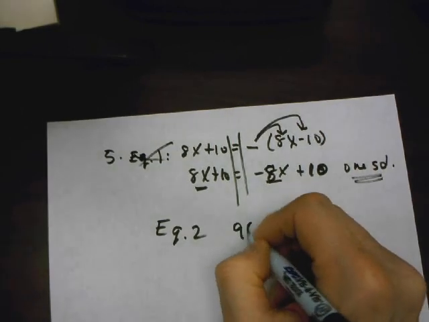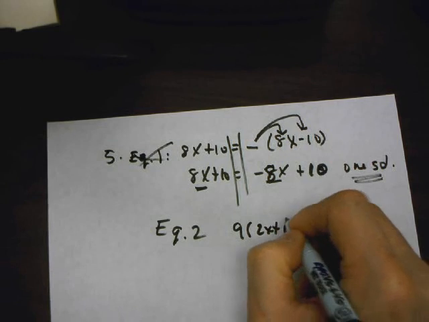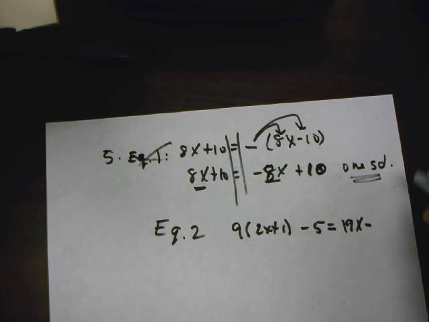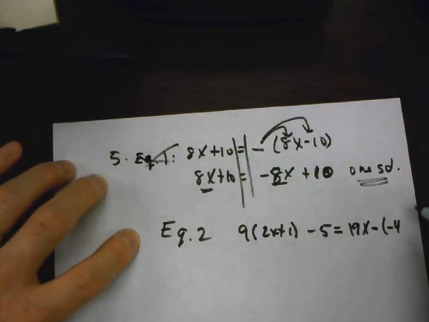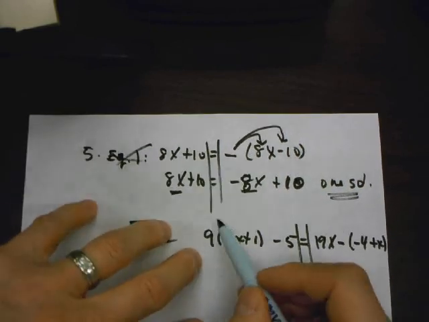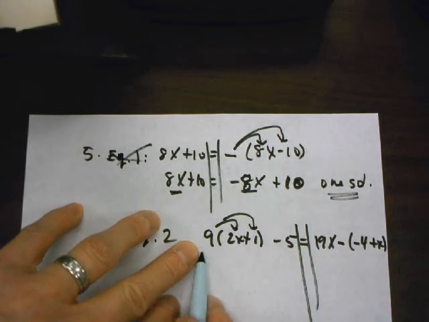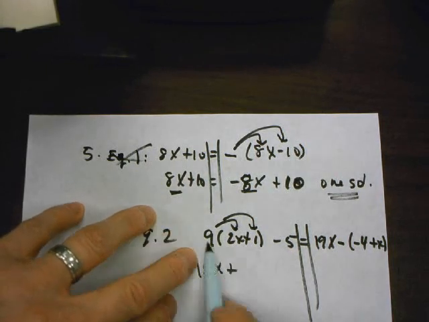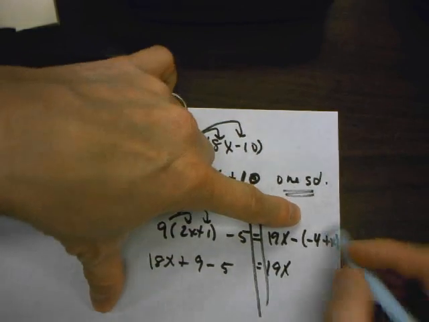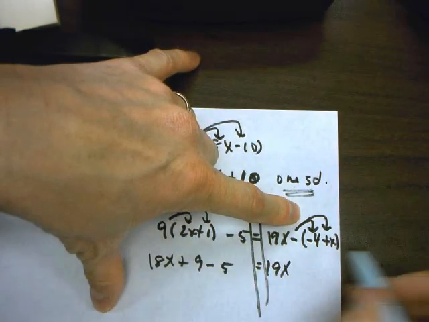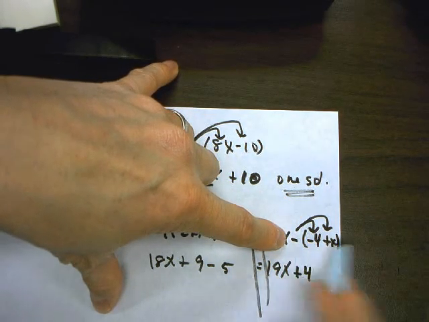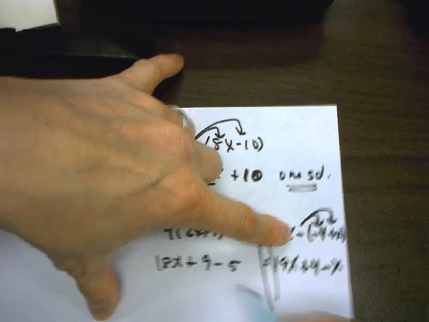Equation 2. I'm going to solve this equation. 9 times 2x plus 1 minus 5 equals 19x minus negative 4 plus x. Okay? So, let's distribute first and then combine like terms. 9 times 2x is 18x. 9 times 1 is 9. Over here, that 19x is not next to that, so I distribute the negative, not the 19x. Negative times negative, or the opposite of negative 4, is positive 4. Negative times positive, or the opposite of positive x, is negative x.